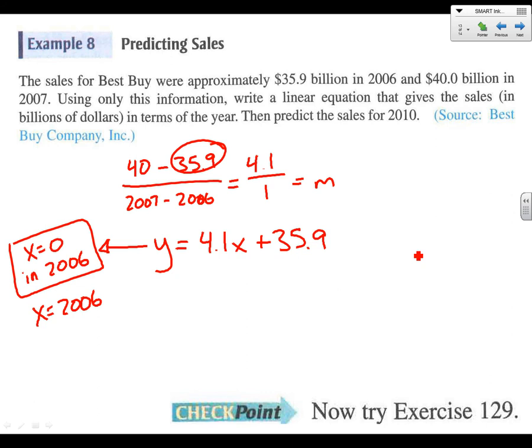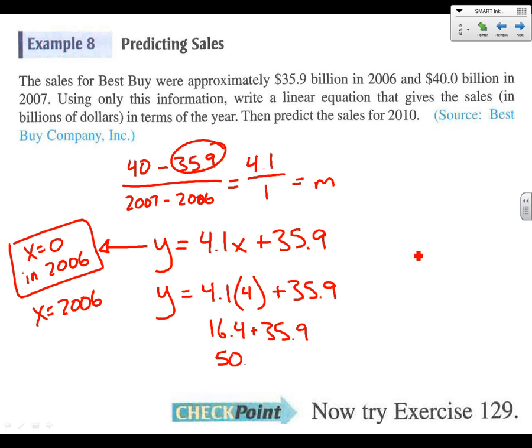So let's predict the sales for 2010. So y is our sales. Y equals 4.1. 2010 is how many years from 2006? That's 4 years later. So we can plug in a 4. And so we've got 16.4 plus 35.9. That's 36.3, 46.3, 50.3 in 2010. Same logic applies for problem 129. Give it a shot.